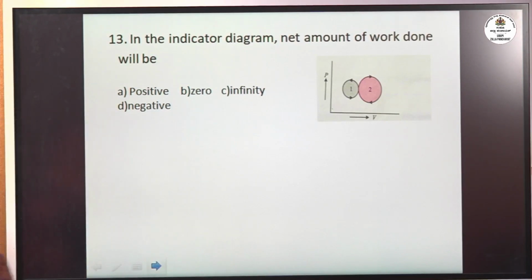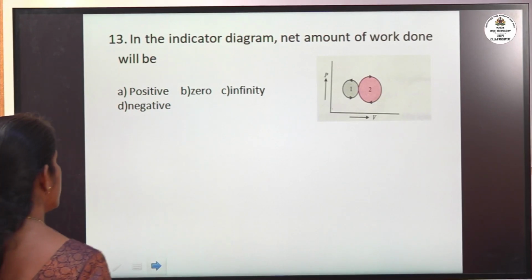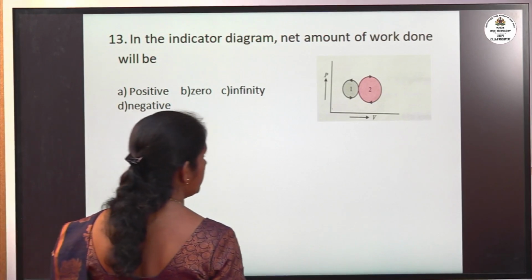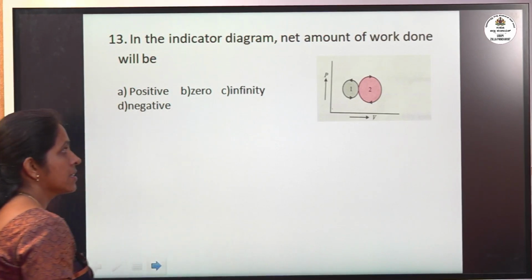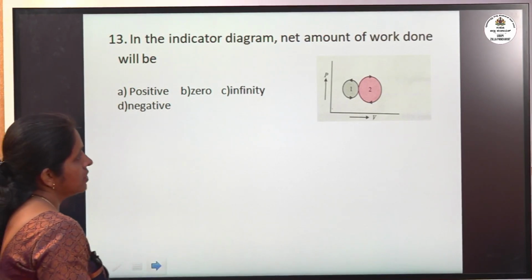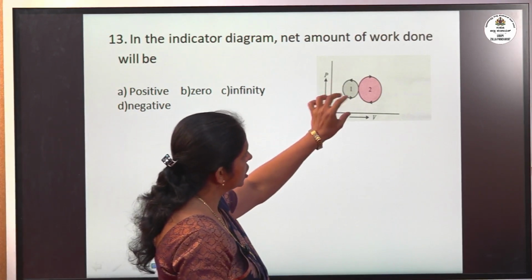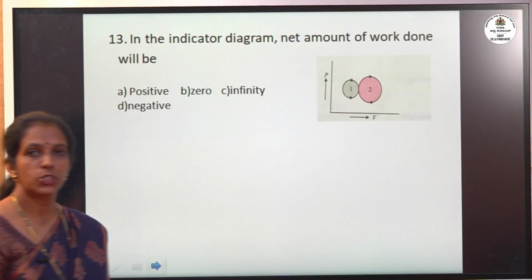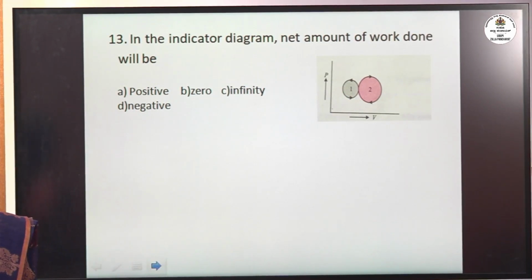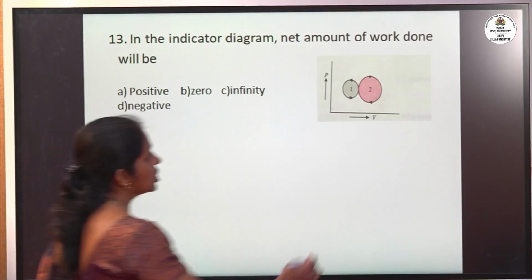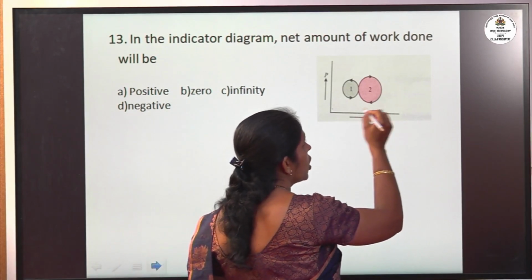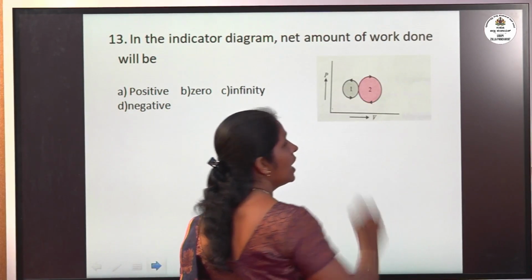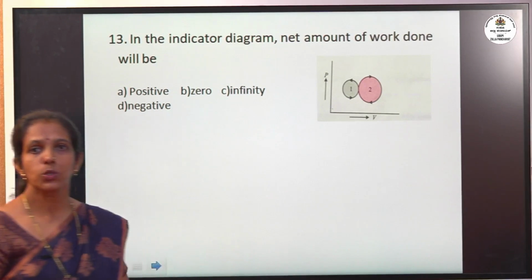In the indicator diagram, the net amount of work done will be. Again, this is similar to the previous question, a PV diagram, but here the shape of the graph is a loop. There are two loops given, of different sizes, and you can observe the arrow marks here. One is clockwise and the other one is anti-clockwise. We have two different directions.